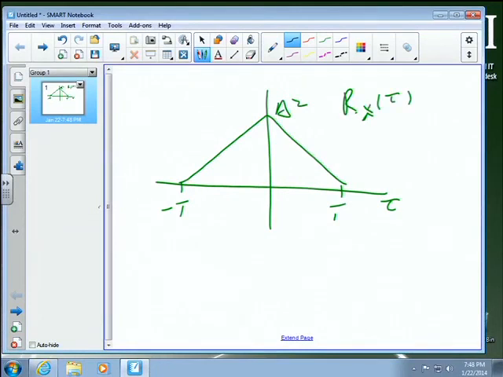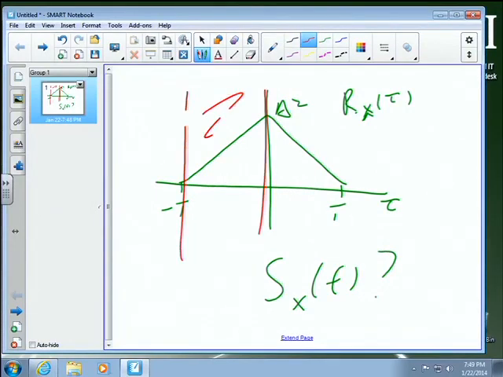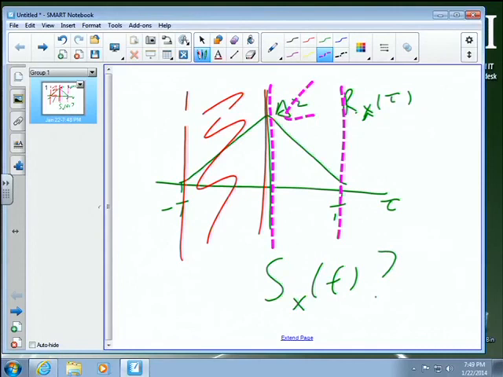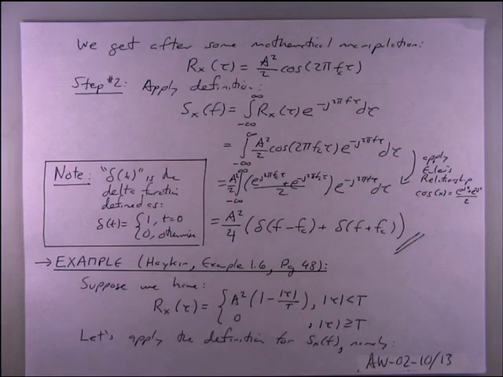Now, what we want is, how do we get Sx of f from that? And the answer is, you integrate in two parts. You integrate first, let's use a different color. First of all, you integrate this section, right? And then secondly, you take this section, pink dashed line, and you integrate that, and then sum them together to give you the power spectral density. Ooh, I'm going to love this. Okay. So what you end up getting, essentially, is this sort of breakdown.